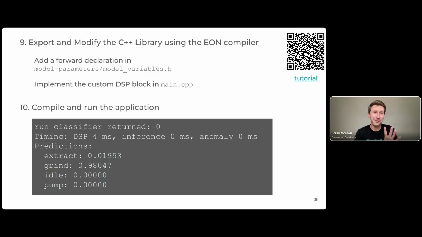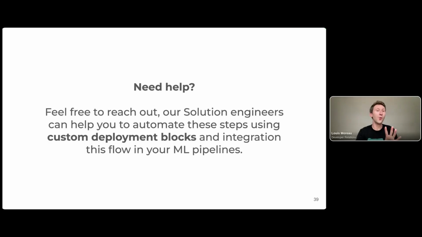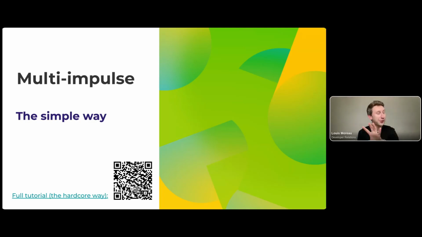I know this can be a bit complex. Our solution engineers know how to handle those kinds of things, and they can help you to automate all these steps through custom blocks and to help you to integrate this workflow in an ML pipeline. This is actually what we have done for the multi-impulse. So I'm only going to show you the simple way, but if you want to have a look at the really complicated way on how to merge all the files together, feel free to have a look at the full tutorial.